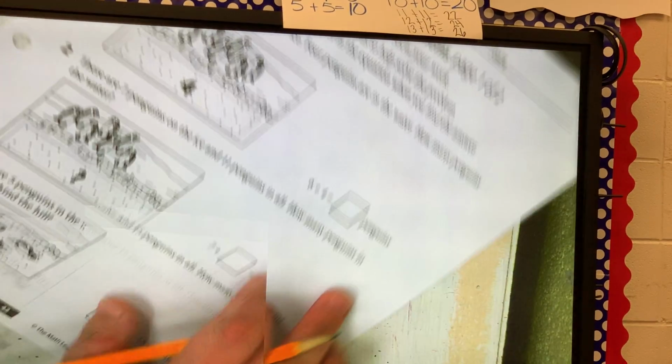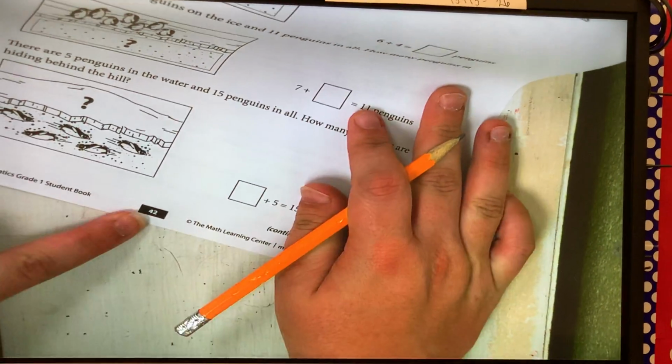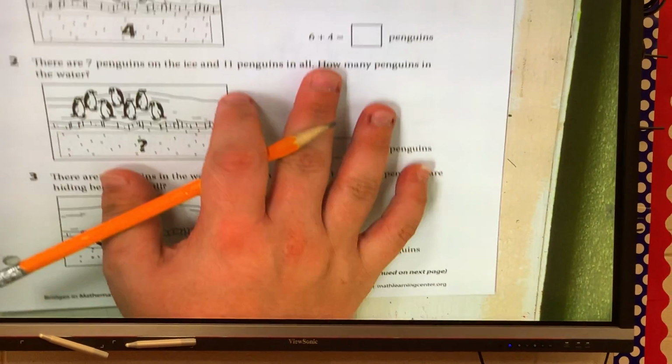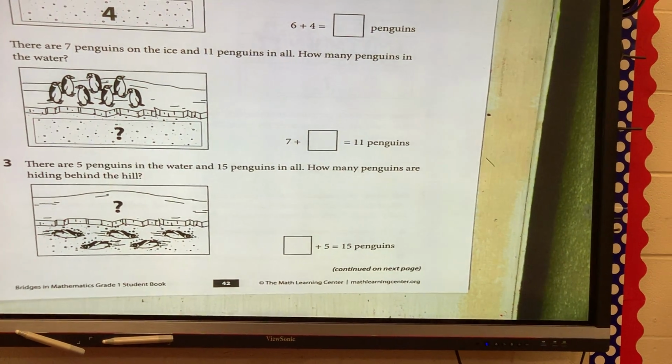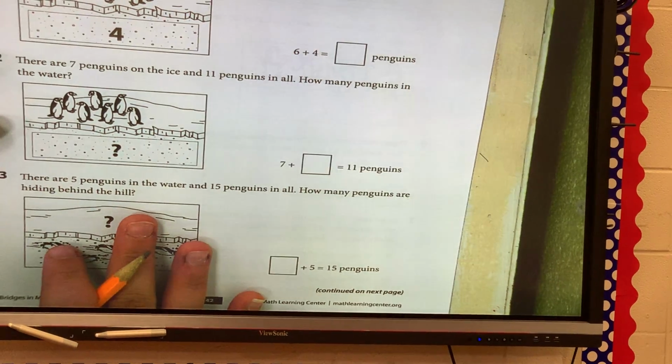So now you're going to go into your student book and find page 42, and we're going to practice some. All right.